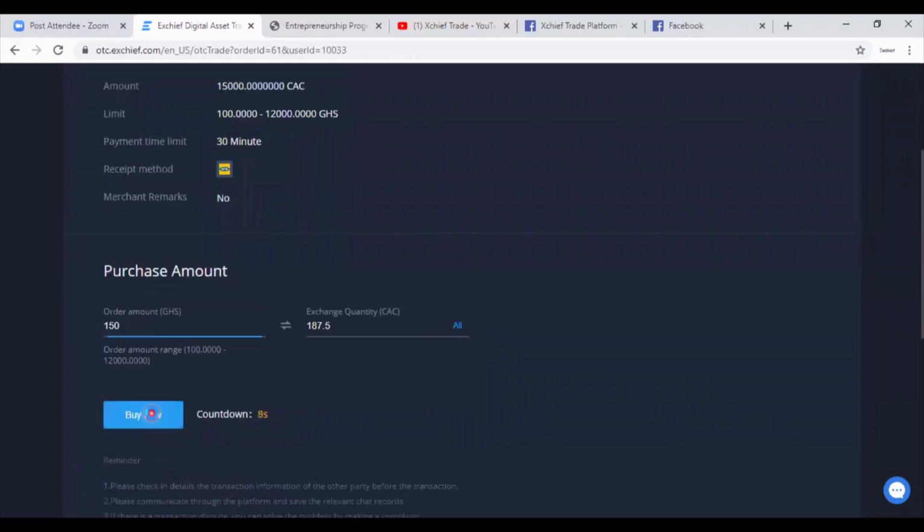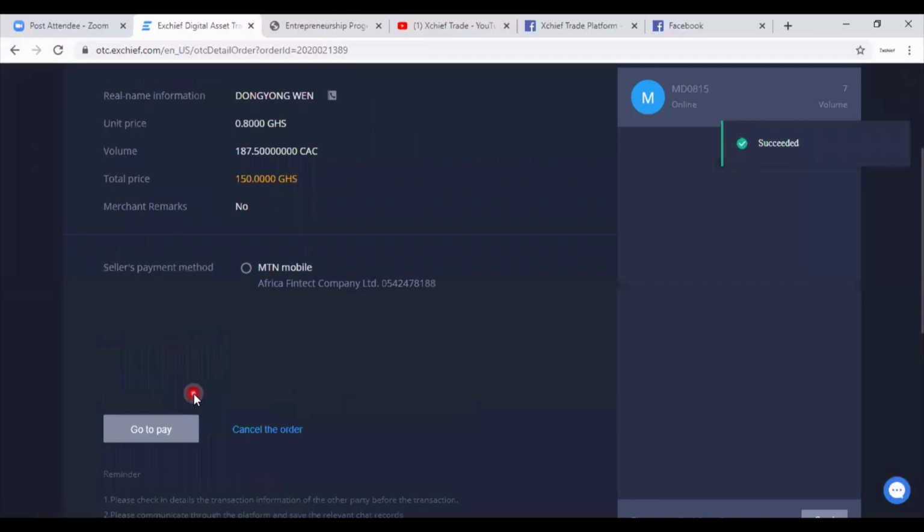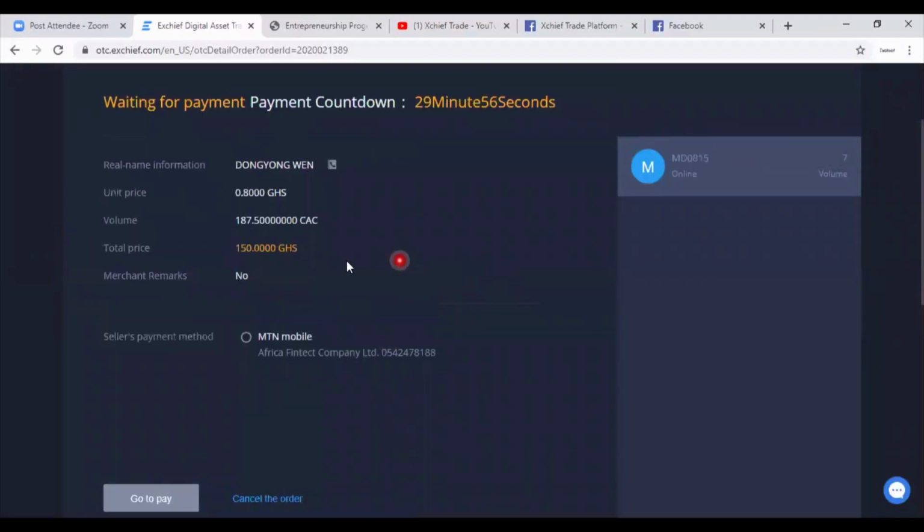So we quickly click on buy now, and then we have the last but one window. Okay, so you have the same information from the previous screen populating over here, but this time around you have to check this payment option, which is the MTN mobile money payment option set by the seller.